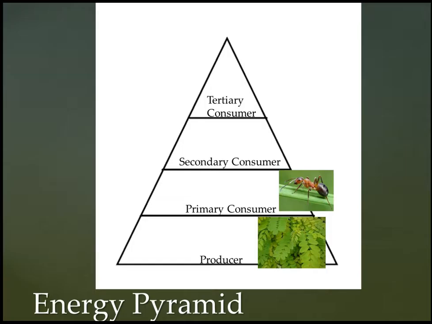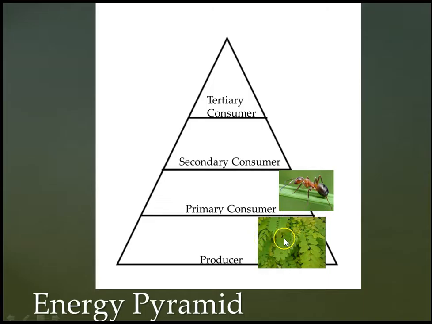Next, we're going to talk about an energy pyramid. An energy pyramid is very important because it doesn't show the flow of energy, but it shows you how much energy is moved from level to level. At the bottom of every energy pyramid is a producer, something that makes its own food. It's the largest part because there's so much of it. As you move up the pyramid, there's going to be less and less energy available.